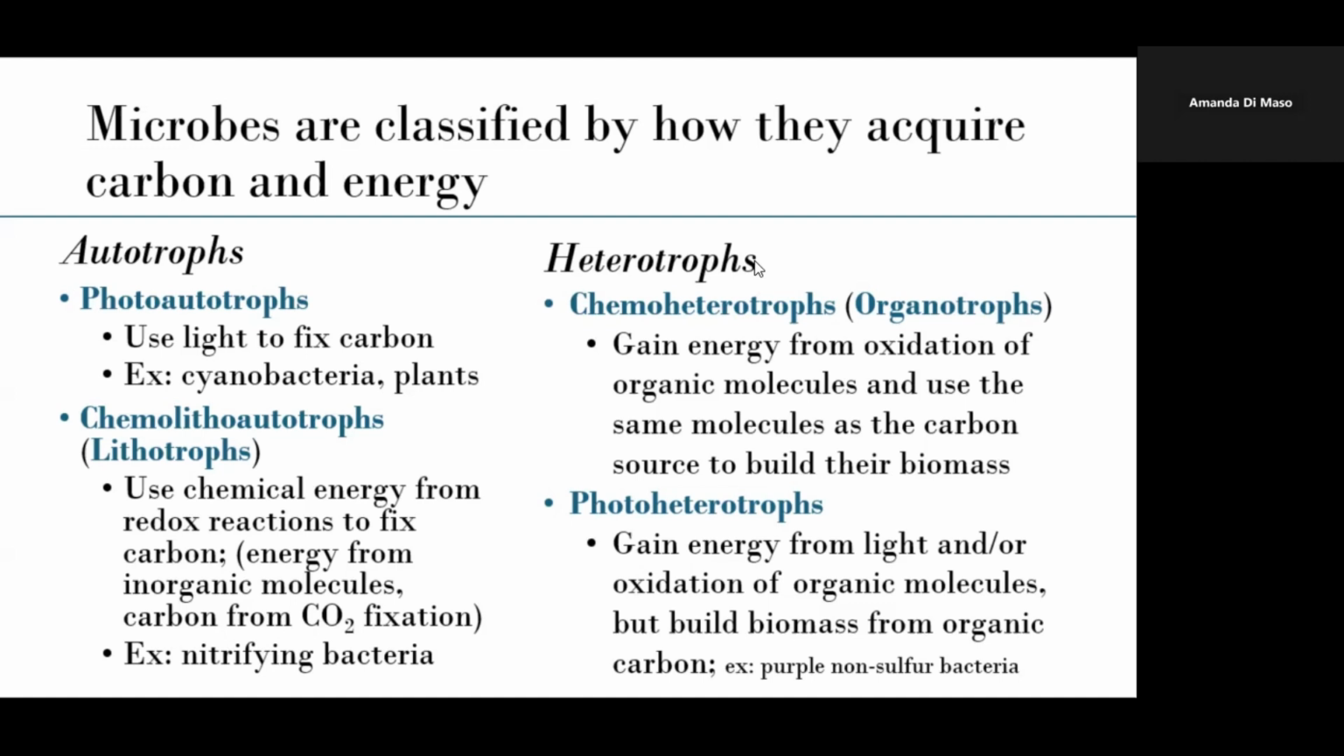And then there's photoheterotrophs. So this is a heterotroph, something that eats other things but gets energy from light. So here we're going to oxidize organic molecules to build our biomass, break down those organic molecules to get the carbon, but we don't break those down to also get energy. We get our energy from the sun.